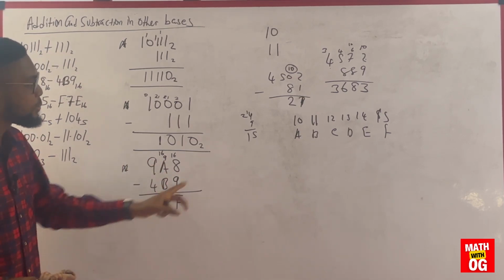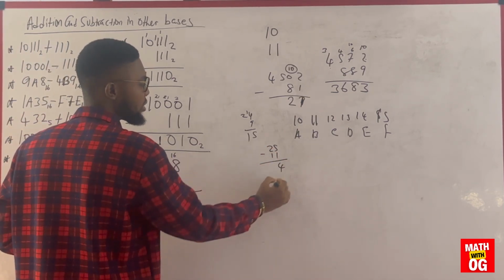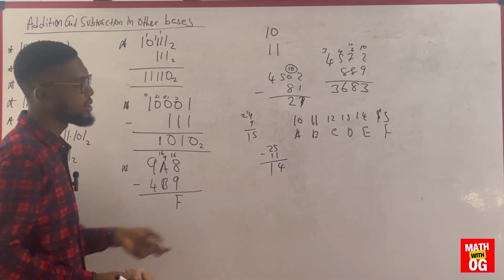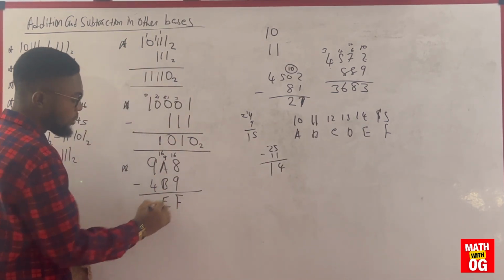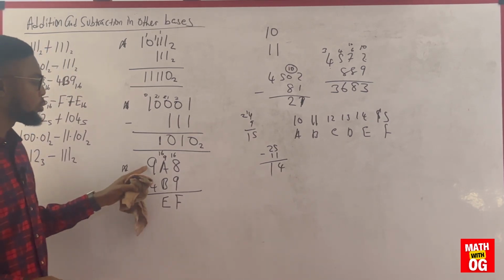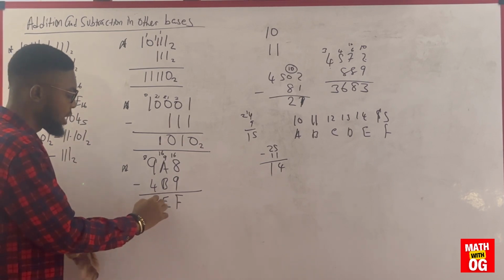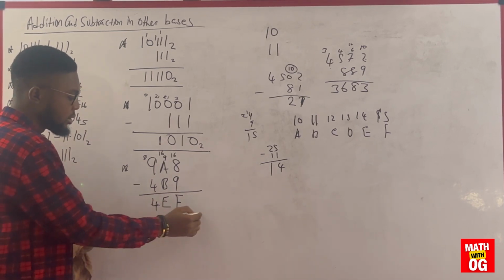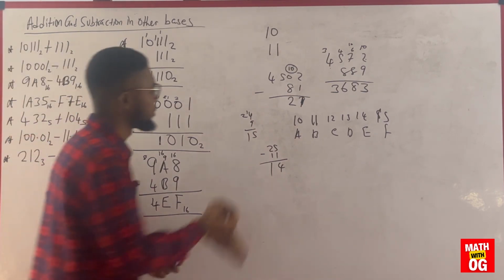Now 25 minus B, that's 25 minus 11. 25 minus 11 will give us 14. 14 in base 16 is E. So here automatically it becomes E. Now remember I borrowed 1 from here. So here I should be left with 8. 8 minus 4 is 4, and 4 is 4 in base 16. So the answer is 4EF base 16.